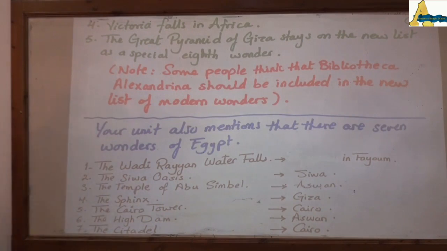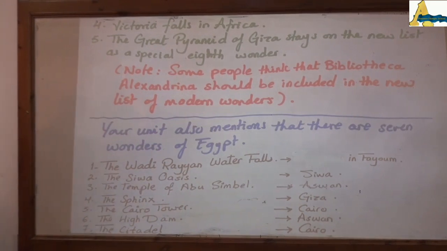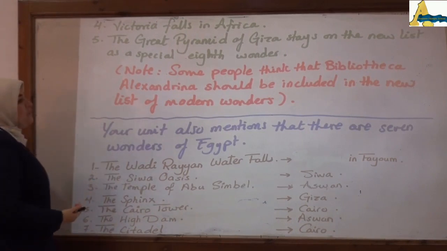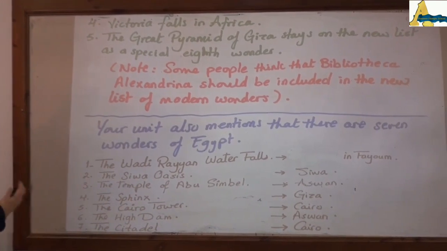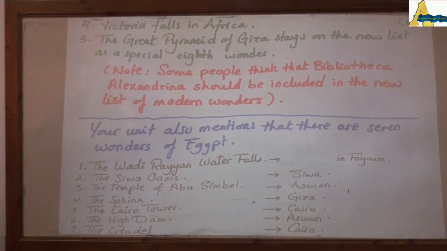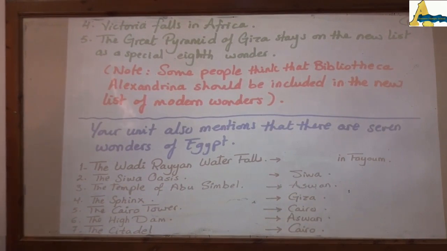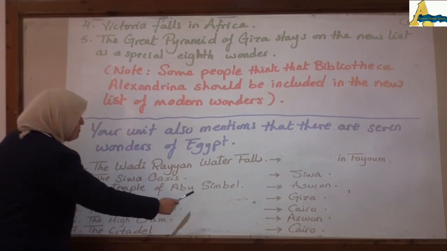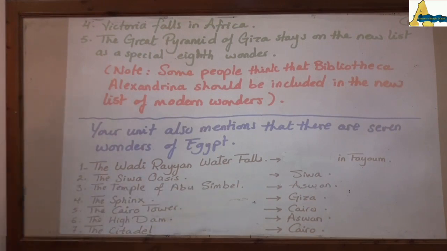Note, some people think that Bibliotheca Alexandrina should be included also in the new list of modern wonders as a kind of marvelous achievement or man-made thing. Your unit also mentions that there are 7 wonders of Egypt: Wadi Rayyan waterfalls in Fayoum, the Siwa oasis in Siwa, the temple of Abu Simbel in Aswan, the Sphinx in Giza, the Cairo Tower in Cairo, the High Dam in Aswan, and the Citadel in Cairo.